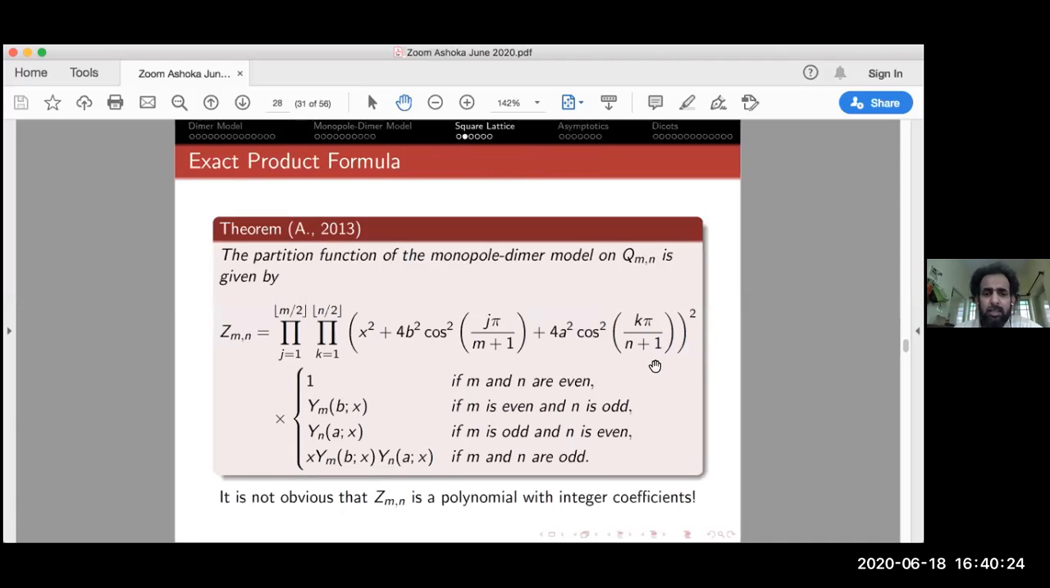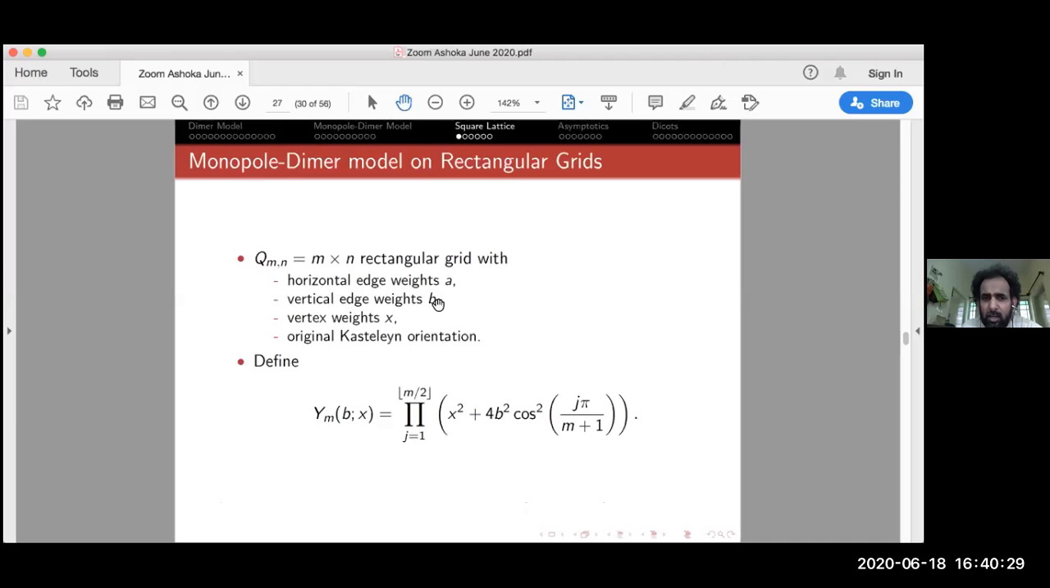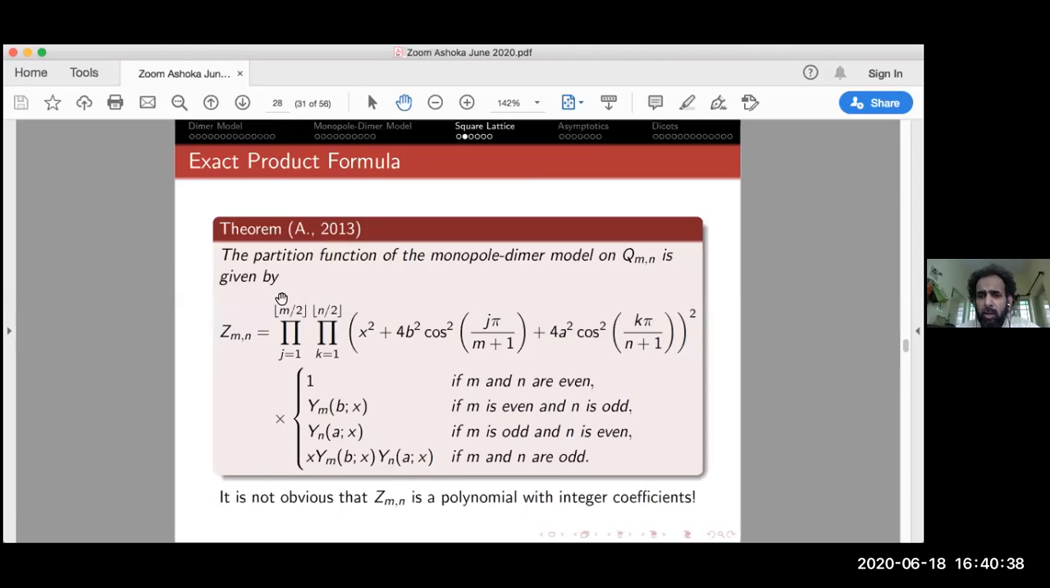The theorem is that if I take horizontal edge weights A, vertical edge weights B, and vertex weights X, and I take my original Kasteleyn orientation, then the partition function of the monopole diamond model is very much analogous to the formula of Kasteleyn and Fisher-Temperley, except that there's an x squared added to these terms. And there's a change of indices and so on.